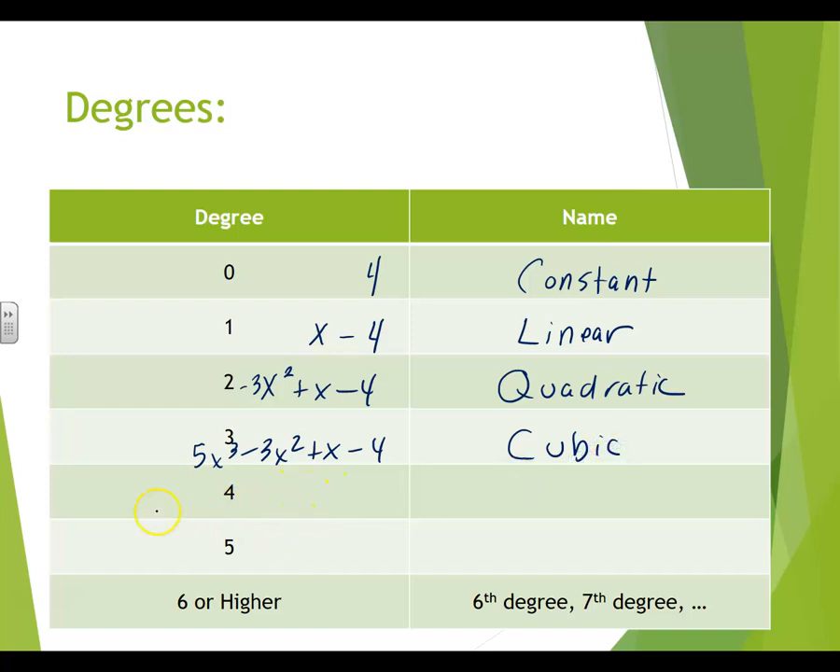All right, and then degree of 4 would just be like 6x to the fourth plus 5x to the third minus 3x squared plus x minus 4. And so what? Think of money. Quartic.